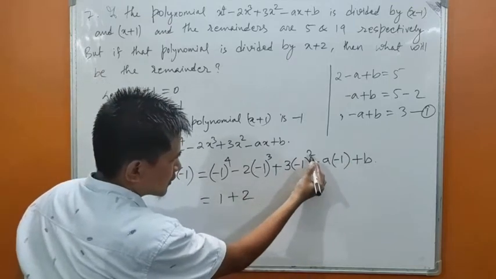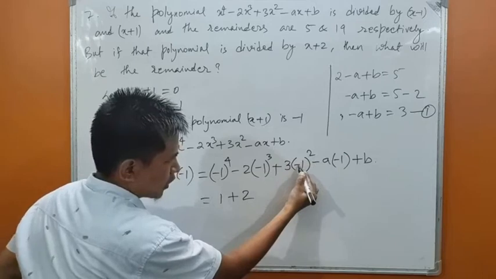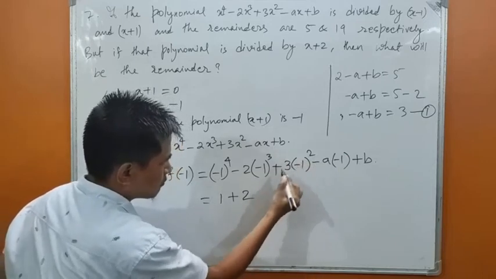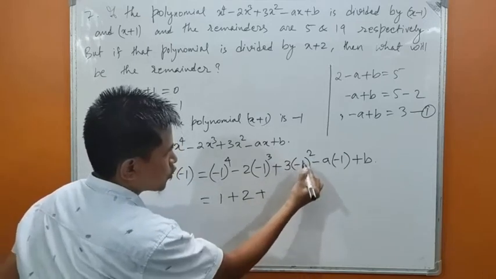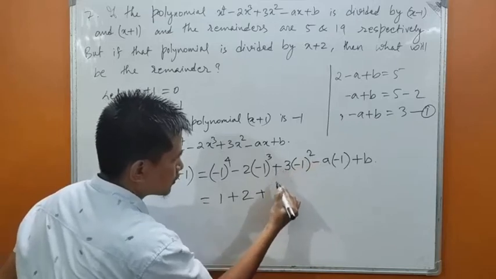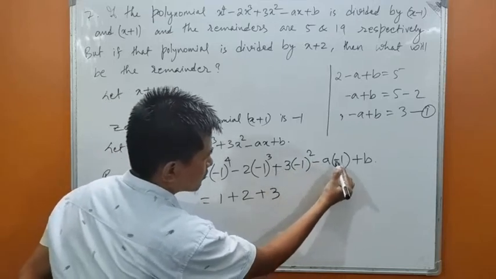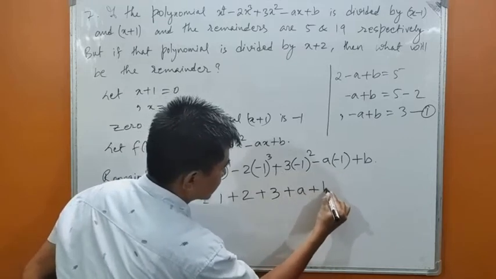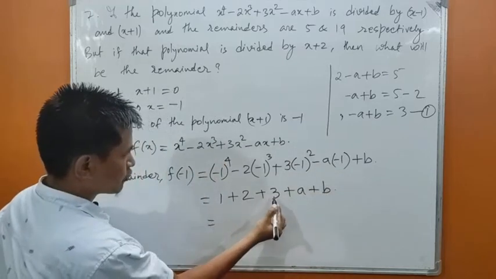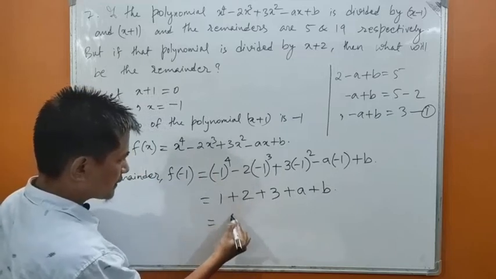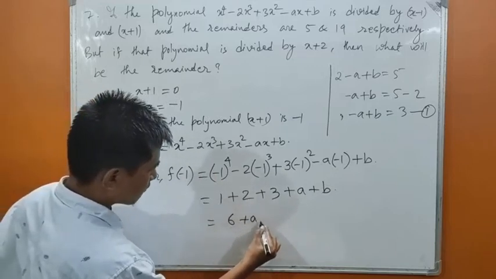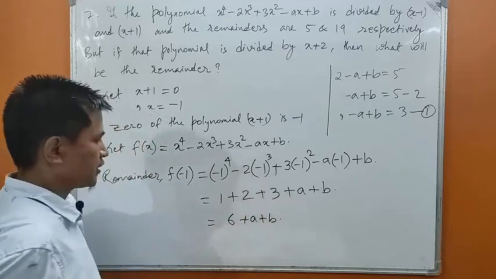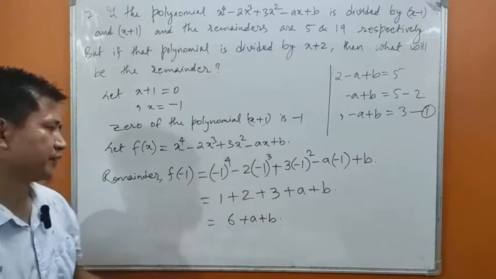Now this power is an even number, this sign changes to plus, and this plus to plus, plus into plus is plus, 1 square is 1, 1 into 3 becomes 3, minus into minus is plus, a into 1 is a, plus b. Okay. Now we have 3 plus 2, 5 plus 1, 6 plus a plus b, isn't it? 6 plus a plus b, okay.